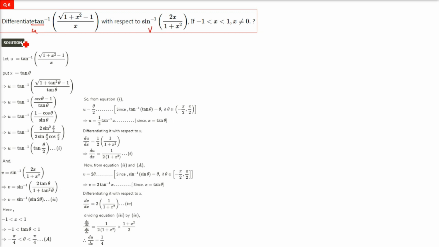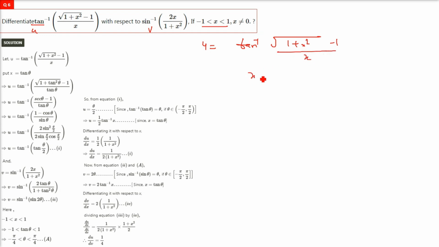And those who want to understand, we will take this, and du by dv we have to find out. And the boundary or the periphery is between negative 1 and 1. So u is this one. So this u is equal to tan inverse of under root 1 plus x square minus 1 divided by x.